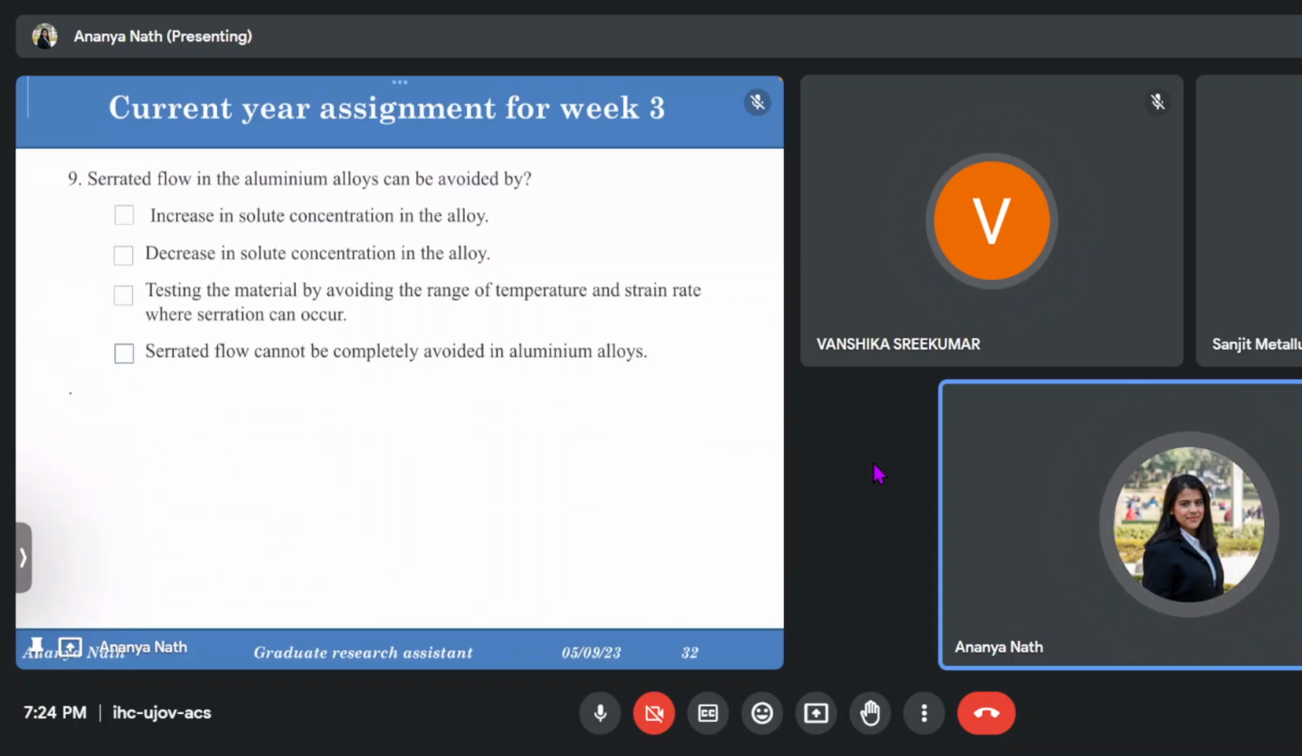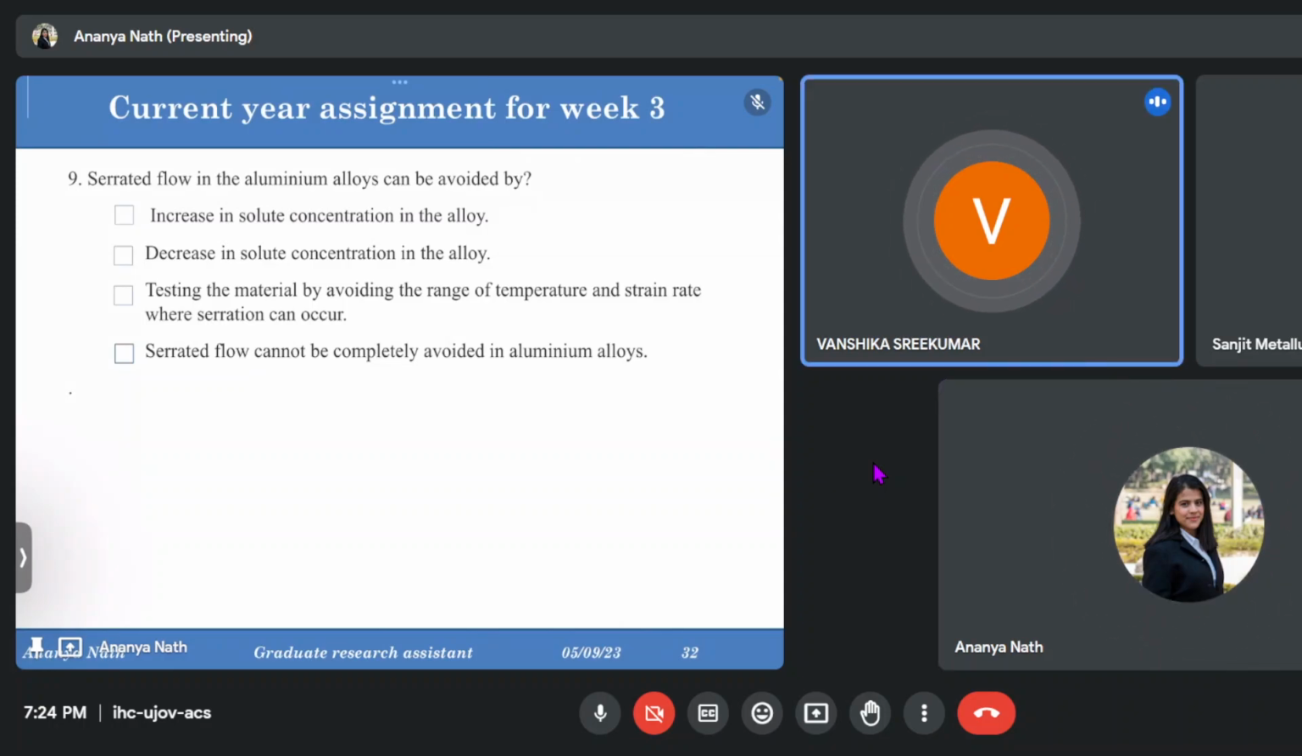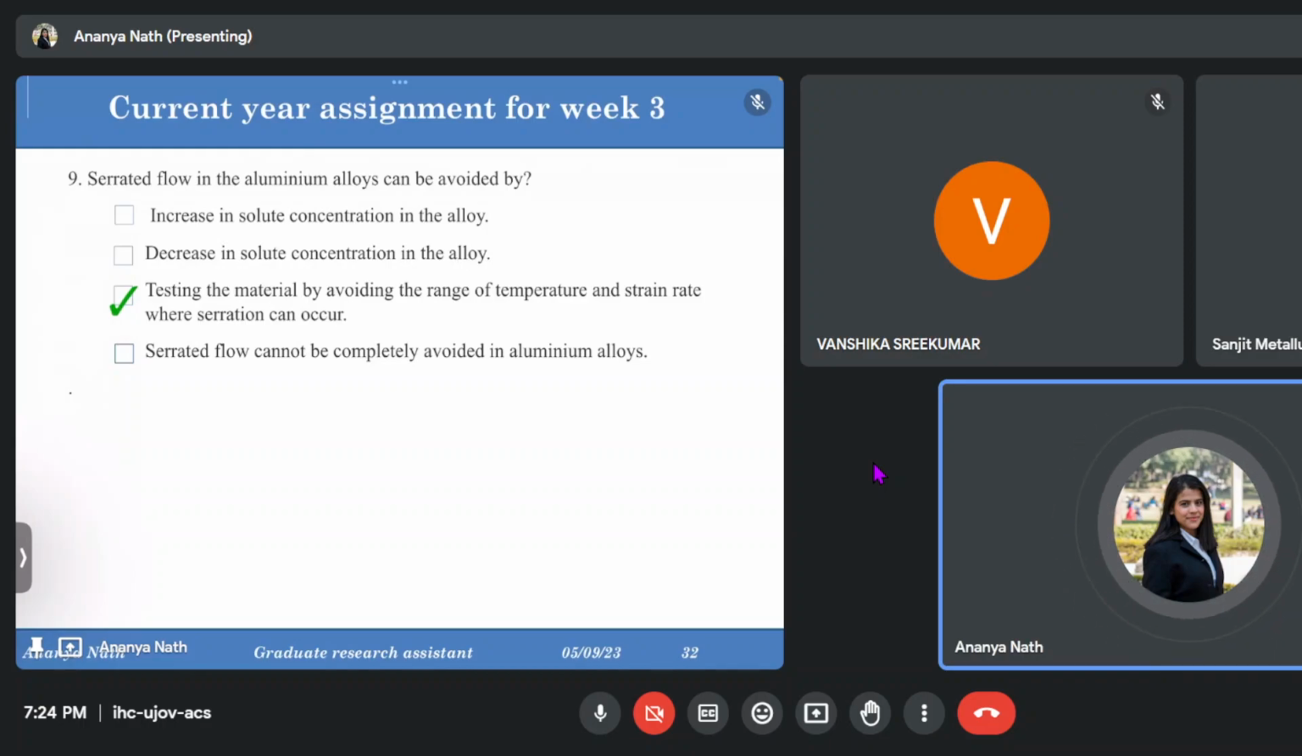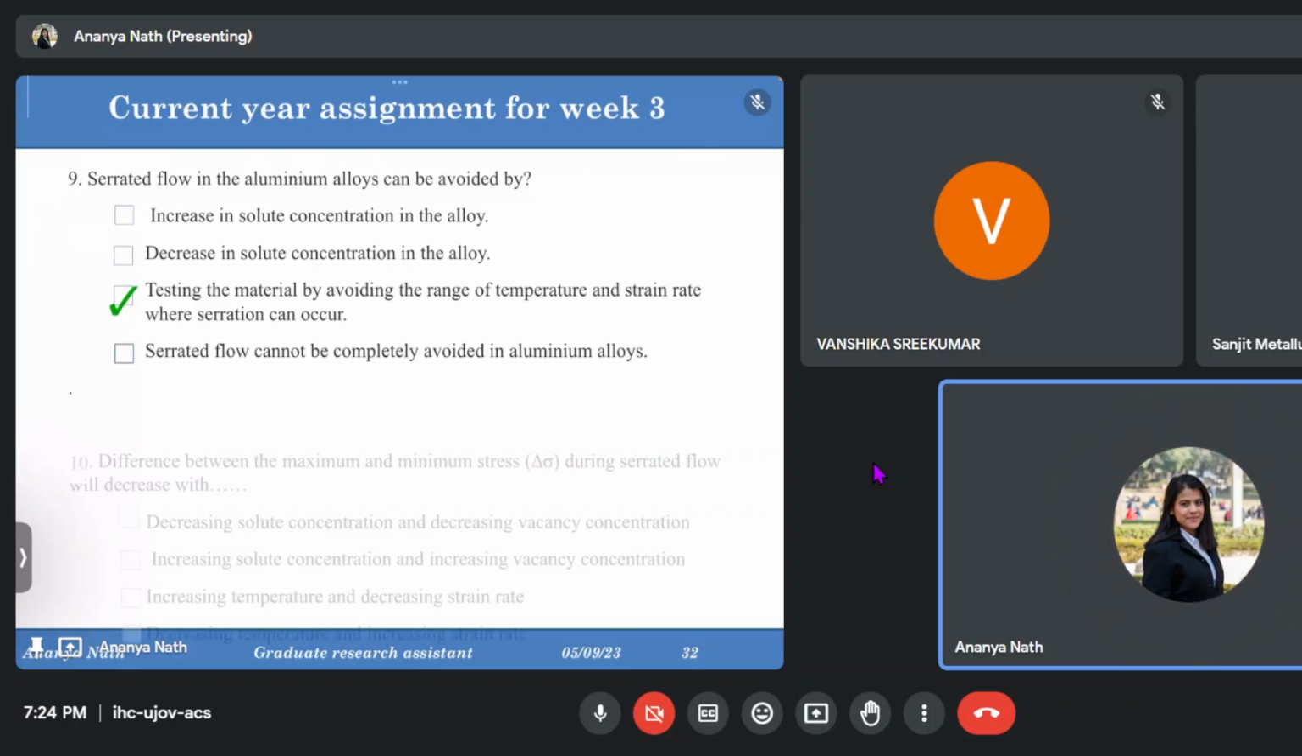Serrated flow in the aluminum alloys can be avoided by, it's important, avoiding that range of strain and temperature in which serration occurs, like option C. Yes, testing the material by avoiding the range of temperature and strain rate where serration can occur.